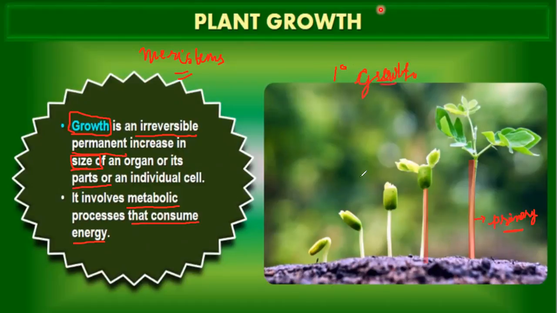Whereas the increase in the girth of the plant is brought about by the lateral meristem, and it is called secondary growth of the plant. So you have to study that growth in plants is unlimited, whereas growth in animals is limited.